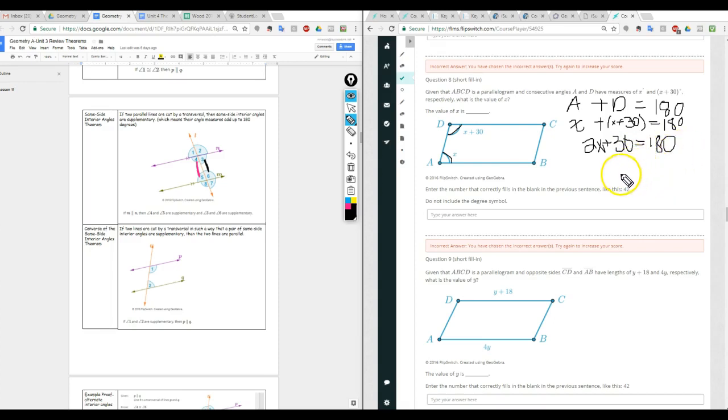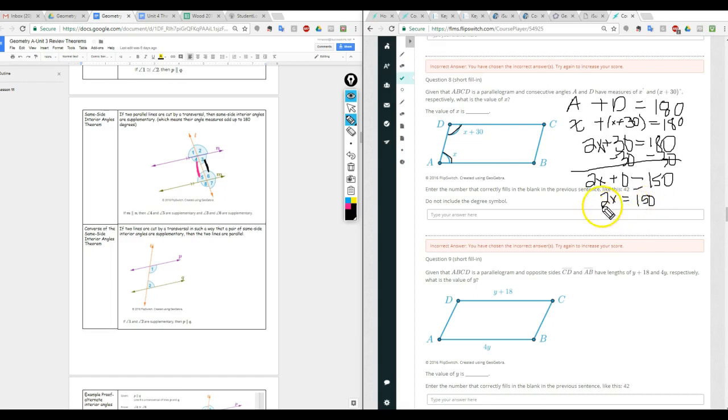So now I need to solve for x. In order to do that, I'm going to use the subtraction property of equality and subtract 30 from both sides. 2x had nothing done to it. 30 minus 30 is 0. 180 minus 30 is 150. So 2x plus 0 is 2x. That equals 150.